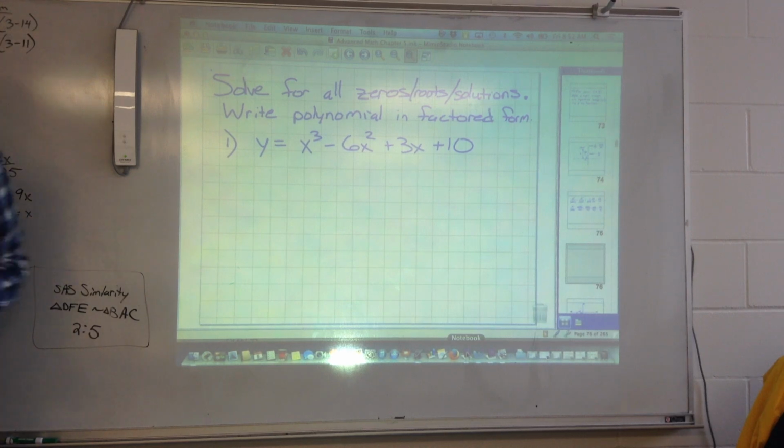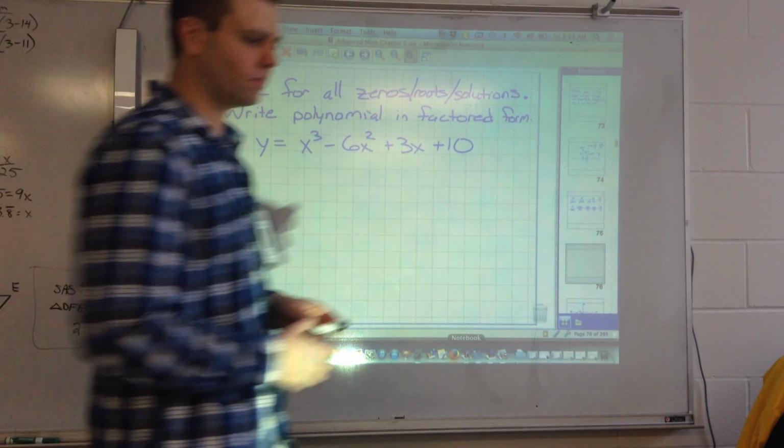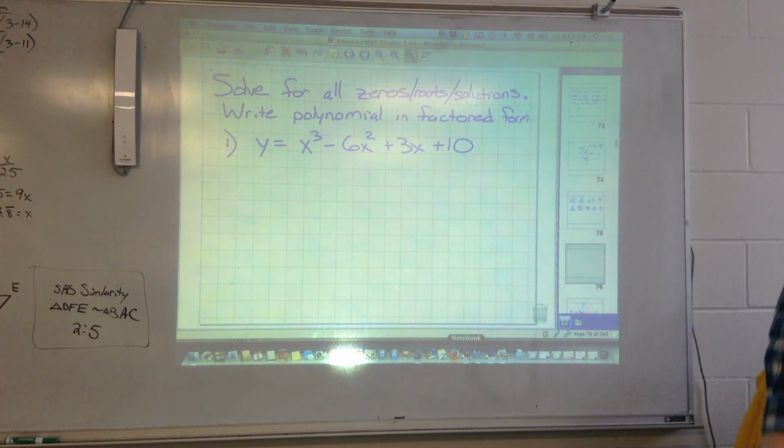Ready, set, go. Somebody with a calculator, or multiple people. Everybody should know how to do this. Graph it. Find the zeros. Or maybe just use the table. The table might be faster than looking at the graph, actually. Go to y equals. Type in the function. I personally would just go straight to the table and see if I can find all 3 zeros from the table.